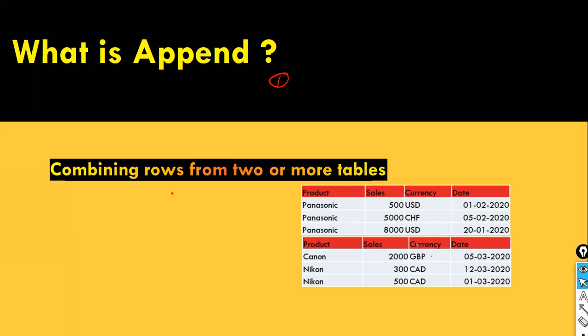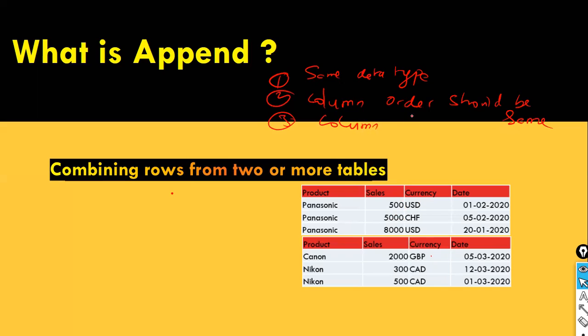All the files' columns should have the same data type. Data type should be the same. Column order also matters, it should be the same. And then the column names should also be the same.